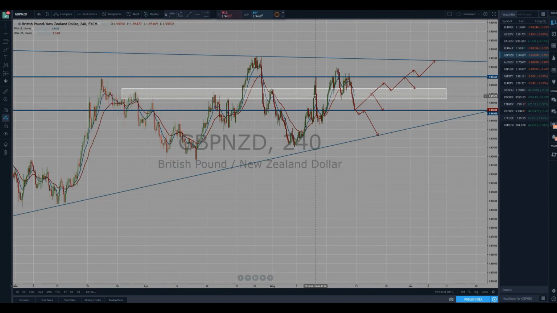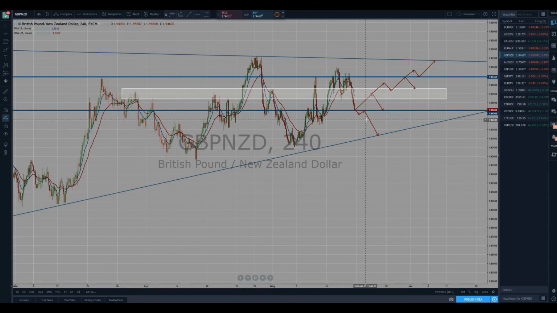Two horizontal lines, the top horizontal line being based off of this touch right here, this touch right here, and then this small head and shoulders right here that rejected that horizontal line as well. And then this horizontal line down here is the same one that was on the daily time frame.